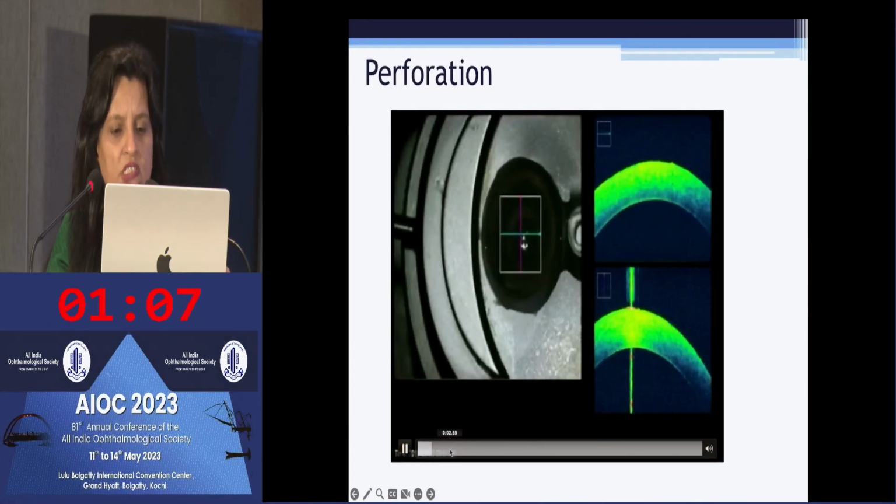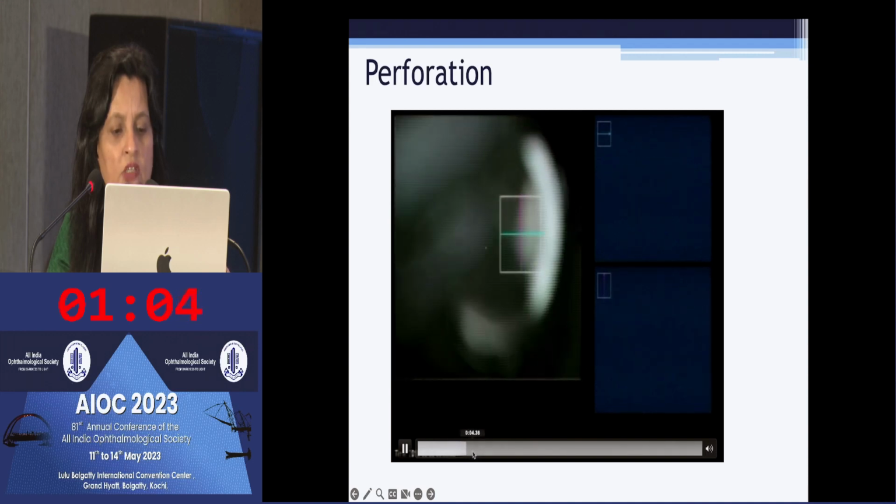Now, it's not a procedure without problems. So this is just to show that you can have perforations.